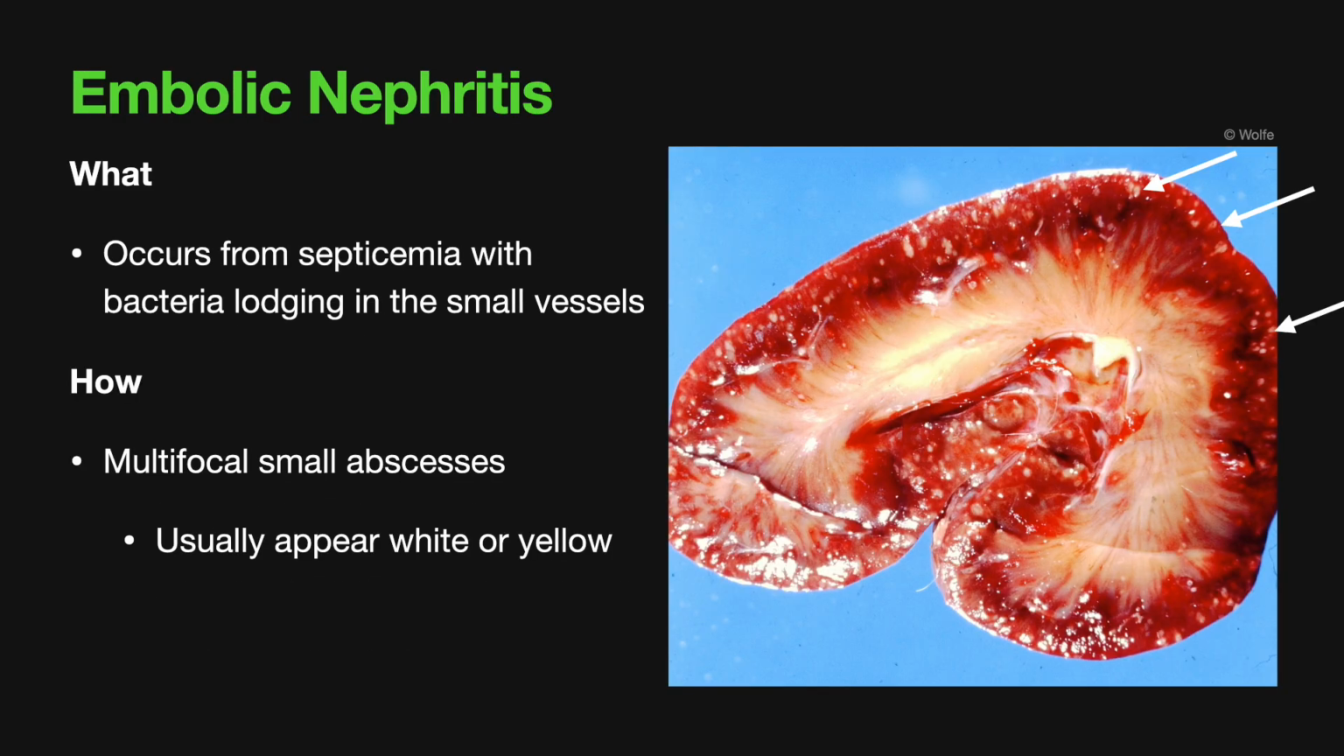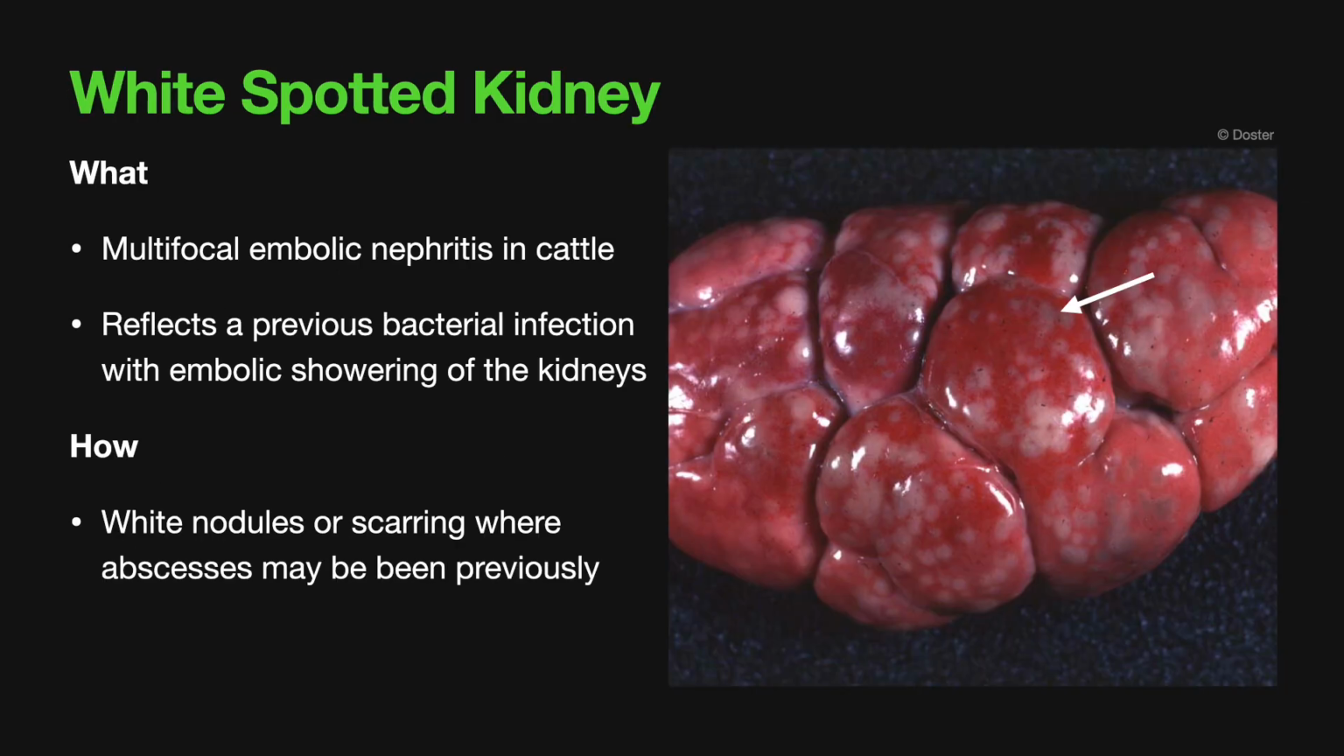Embolic nephritis occurs from septicemia, causing bacteria to lodge in the small vessels that are within the kidneys. This results in multifocal small abscesses throughout the kidneys that appear as white or yellow. White spotted kidney is kind of a variation of embolic nephritis that is described in cattle. It typically reflects a previous bacterial infection that resulted in embolic showering of the kidneys. We see these as white nodules or scarring where the abscesses may have been previously.